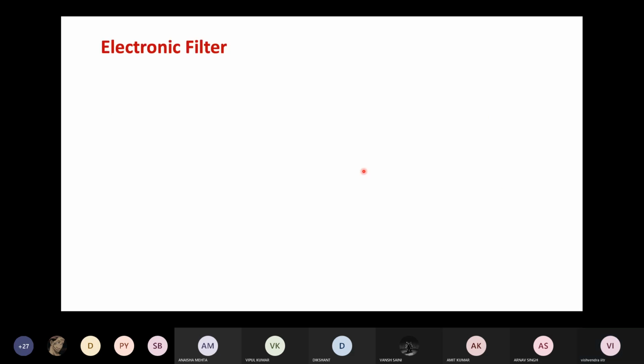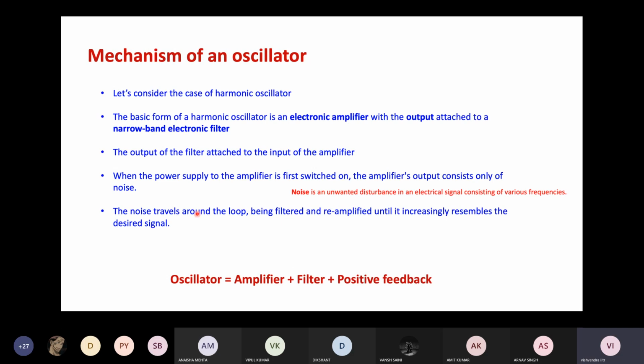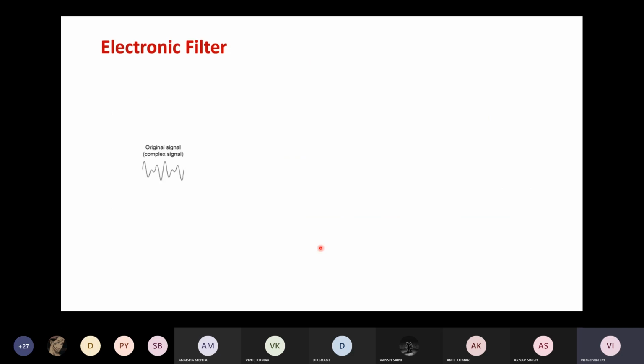I'll just restate it: the noise travels around the loop and is filtered. After being filtered, it is re-amplified until it increasingly resembles the desired signal. So whatever signal we want, we will design the filter that will allow that frequency to pass through. Okay. So now, before going into the oscillators, let's quickly talk about electronic filters.